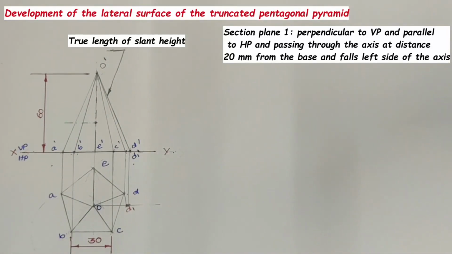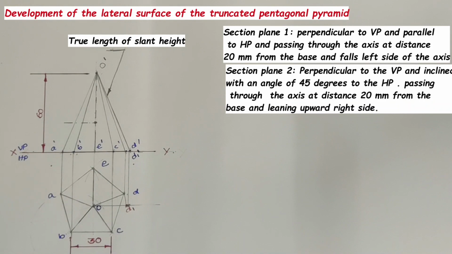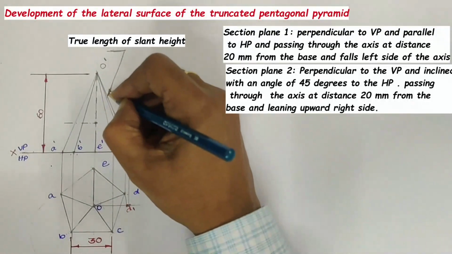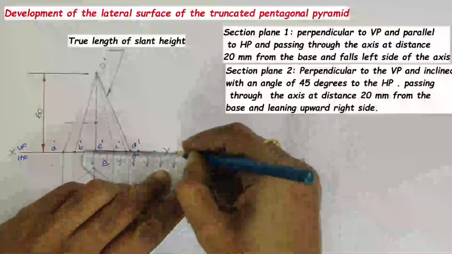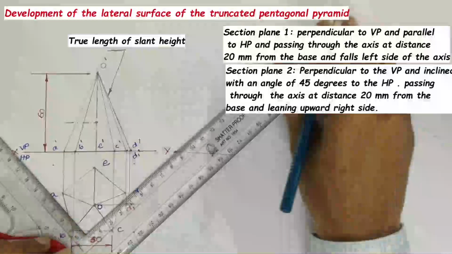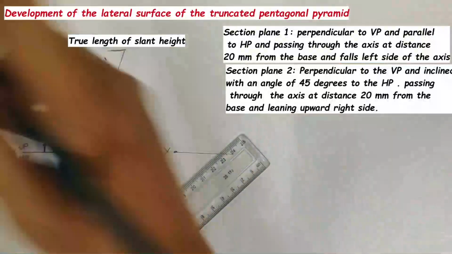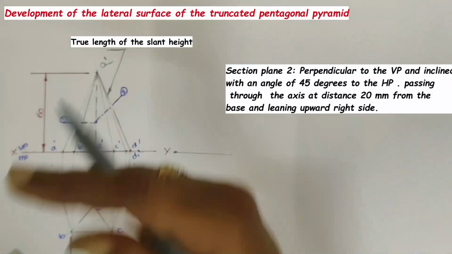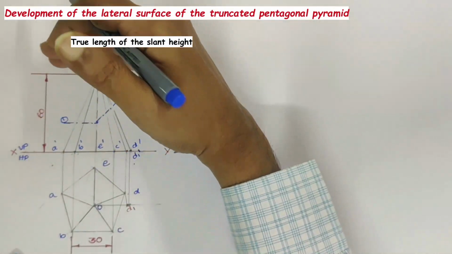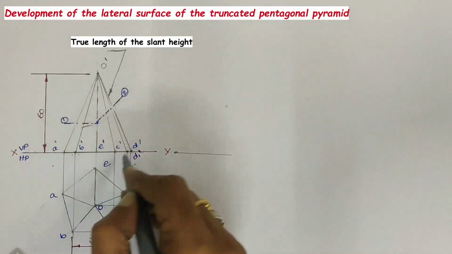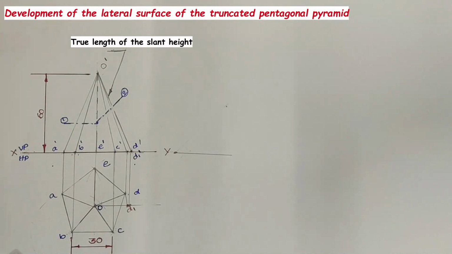After that, another section plane is there which is making an angle 45 degrees to the HP and perpendicular to the VP and it is passing through the axis at a distance 20 mm from the base and it is leaning upward in the right hand side. With both the section planes, we are cutting the pentagonal pyramid. So with that, we are going to remove the material above the section planes and we are going to use the material below the section planes for development. Then we'll draw the lines below the section planes for the development purpose.